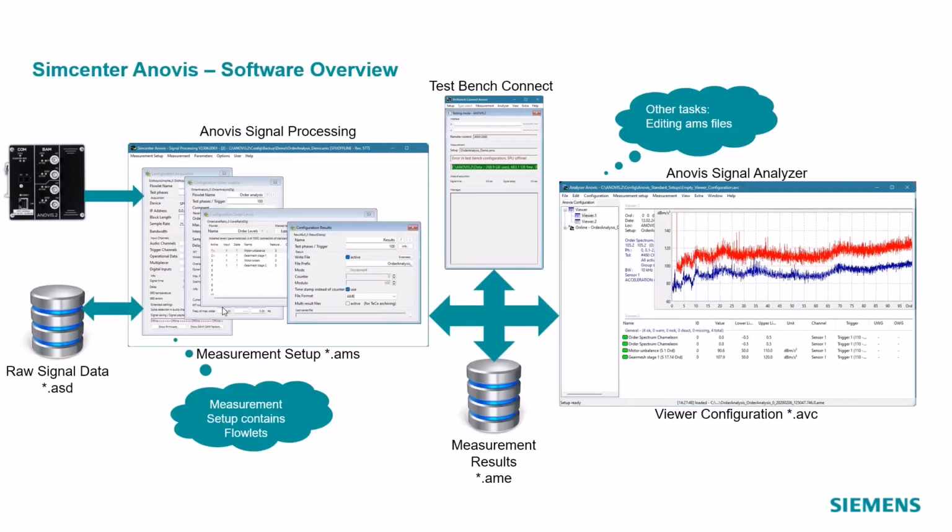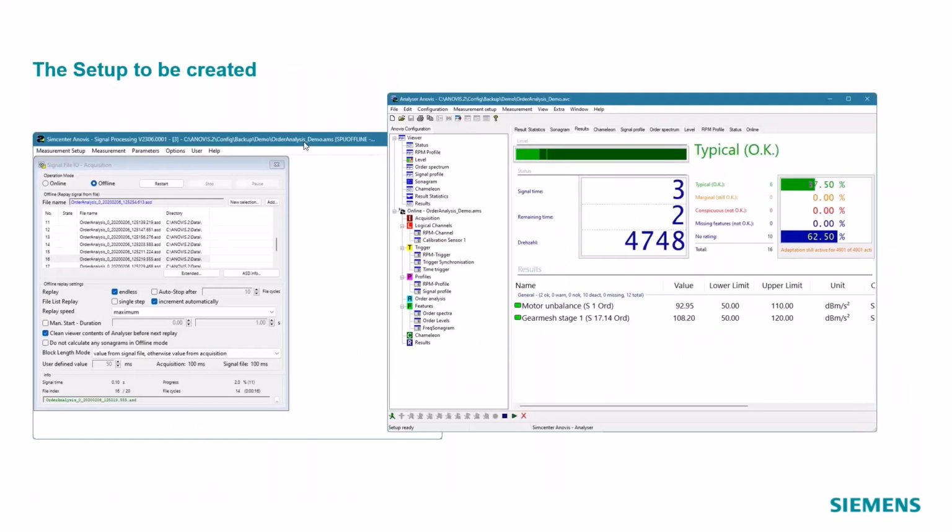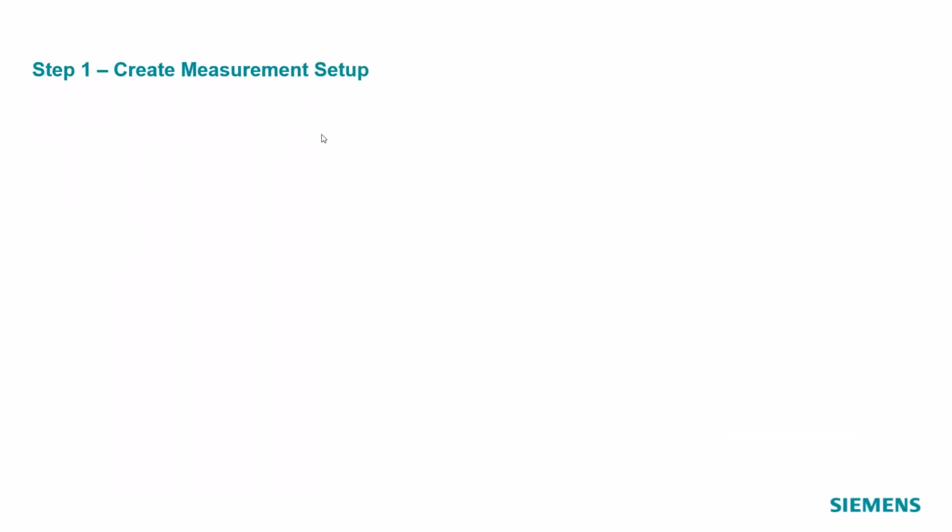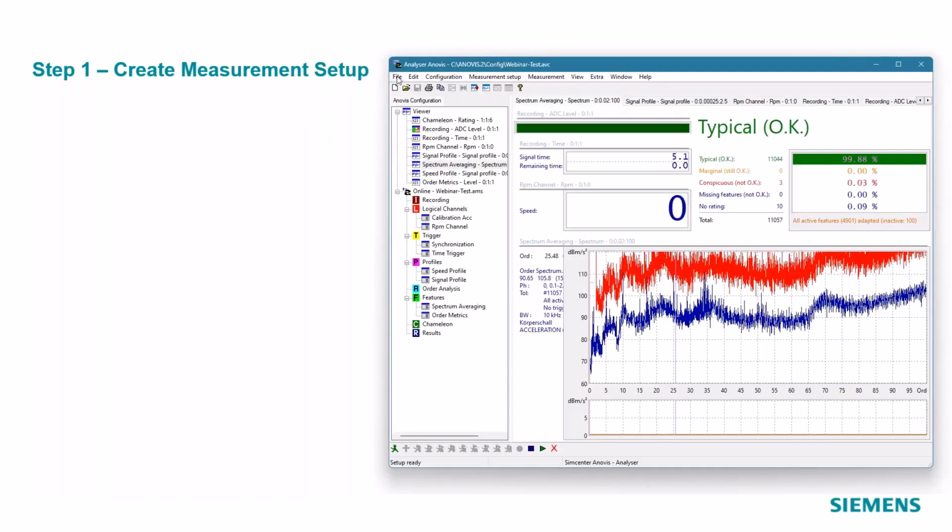That means this is the layout, how this would look like. And I already showed you this is where we want to go to. And now I will show you how we set up the system so that we get this configuration. So first is the creation of a measurement setup, and therefore we start from scratch.